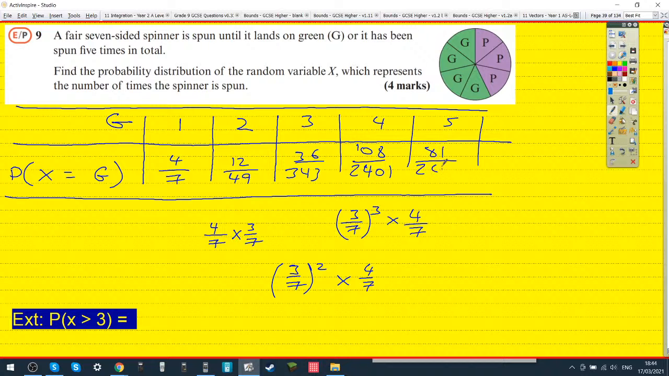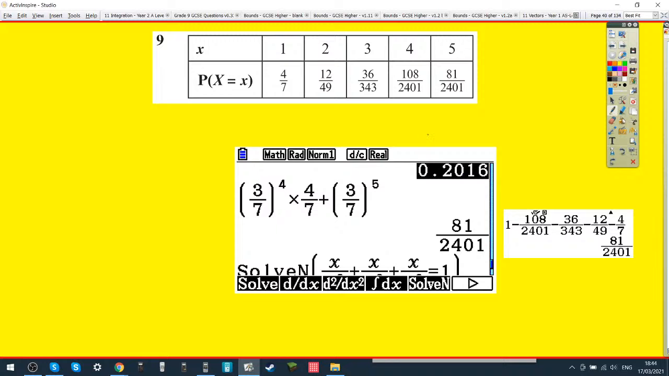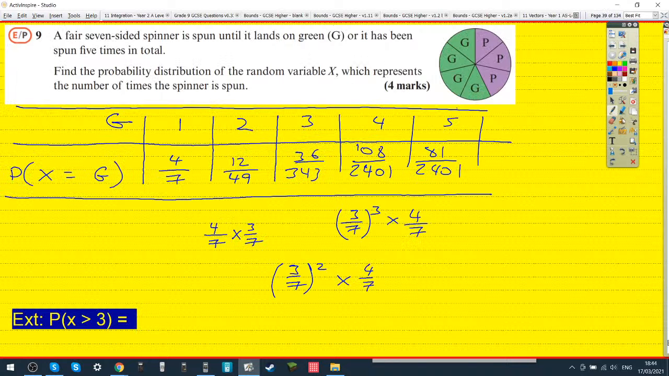81/2401. And there we go, 81/2401. My extension question, down the bottom. So x is greater than 3, so 4 and 5, add them both together.